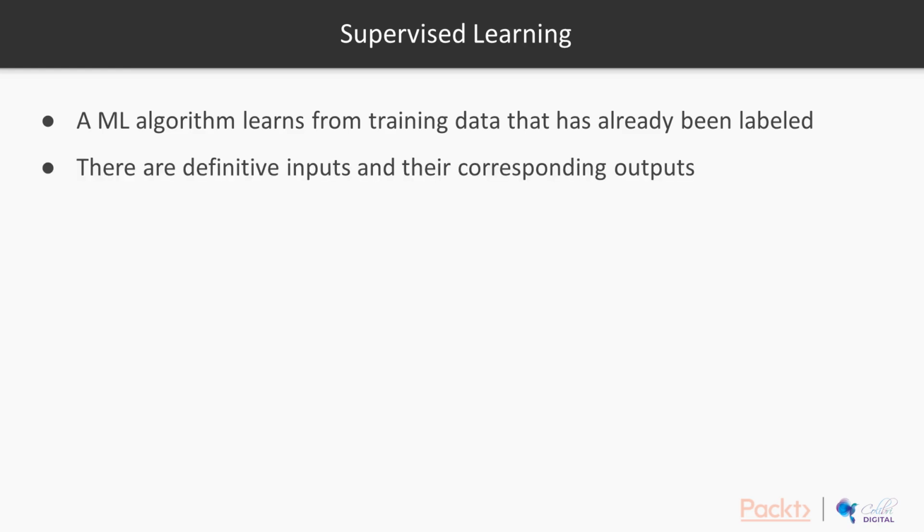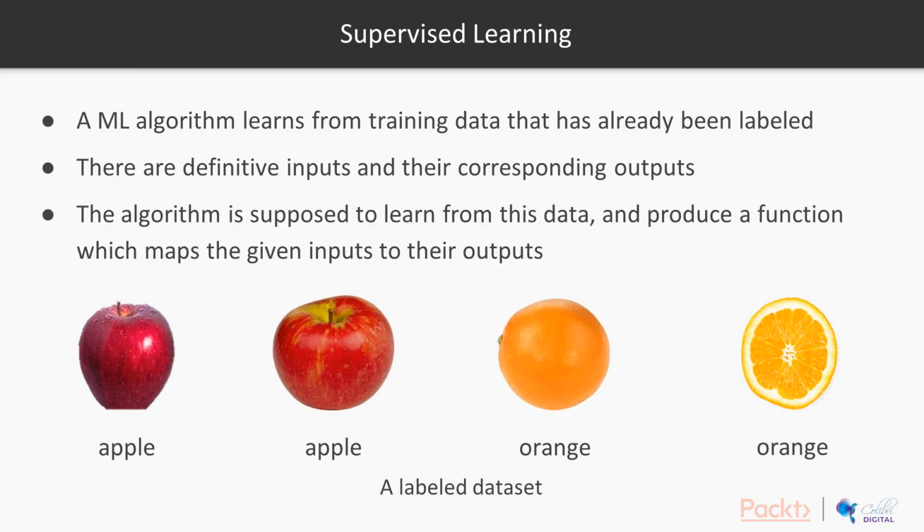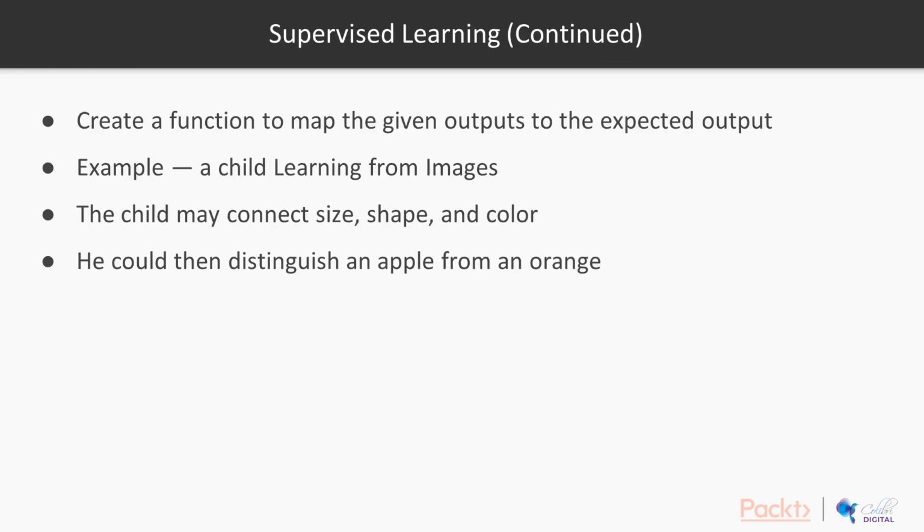the algorithm is being told of its expected input and the corresponding expected output. Take a look at the pictures shown below. They indicate a dataset which has been labeled already. So before the training can even begin, the algorithm knows that this image is that of an apple and the other image is of an orange. All that it needs to do is to learn from this data and produce a function which maps the given inputs to the expected output.